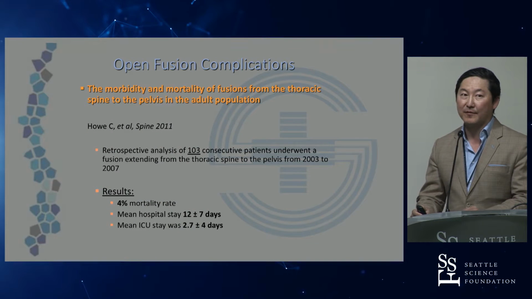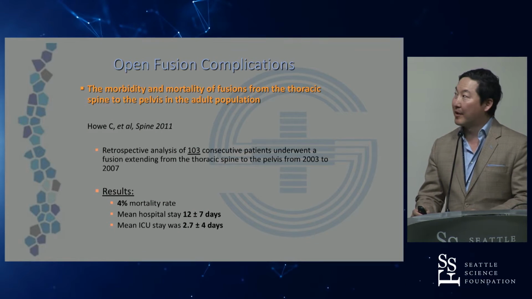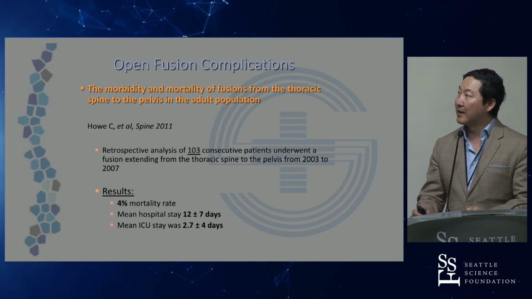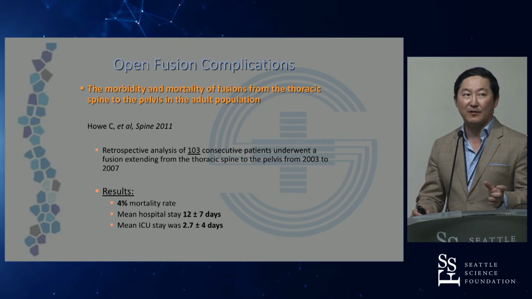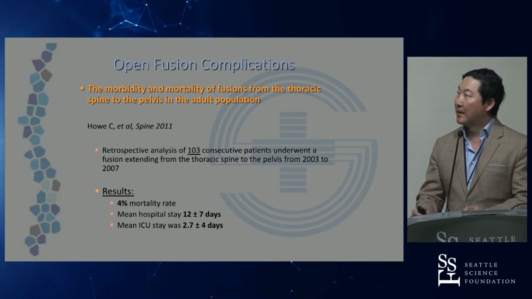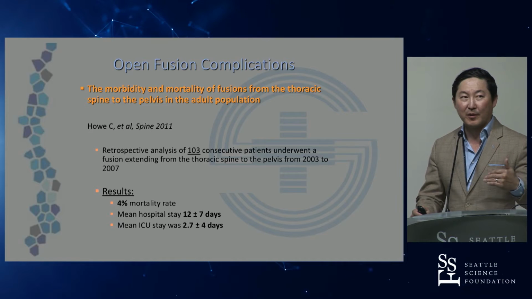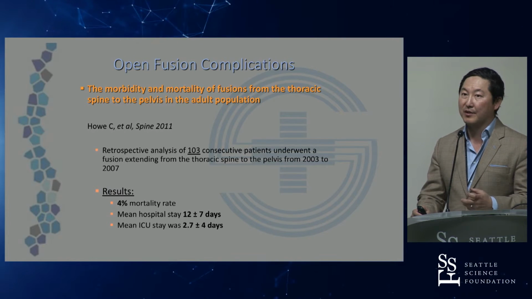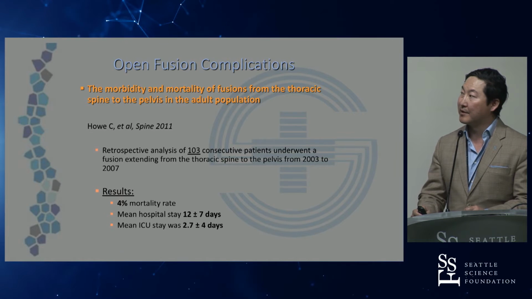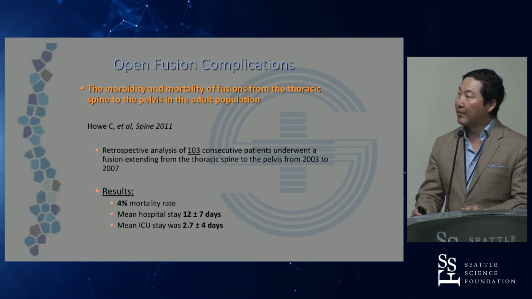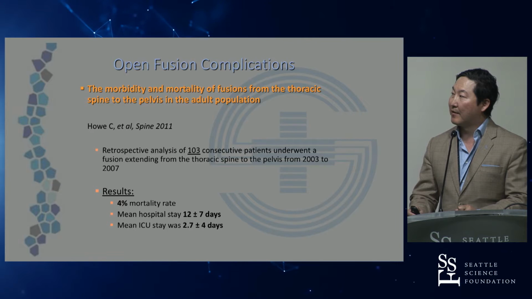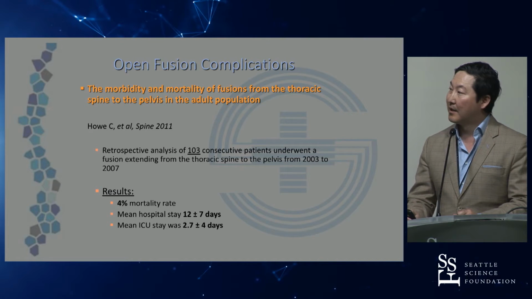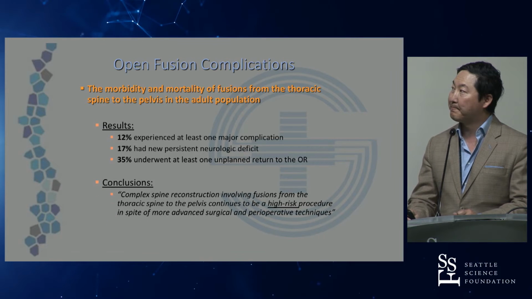So this is a study from Chris Howe from Harborview that was published in Spine in 2011. It was a retrospective analysis of over 100 patients that had surgery from thoracolumbar to pelvic. They took a look at their results and looked at the complication profile for these patients. They had a 4% mortality rate, mean hospital stay of 12 plus or minus 7 days, as well as mean ICU stay of 2.7 plus or minus 4 days.